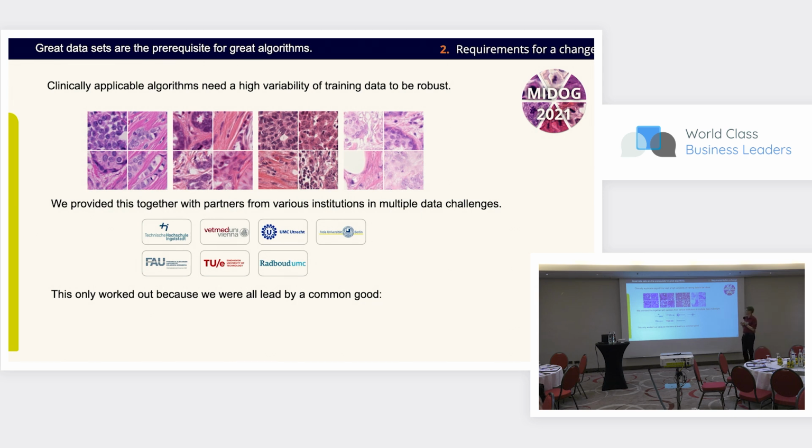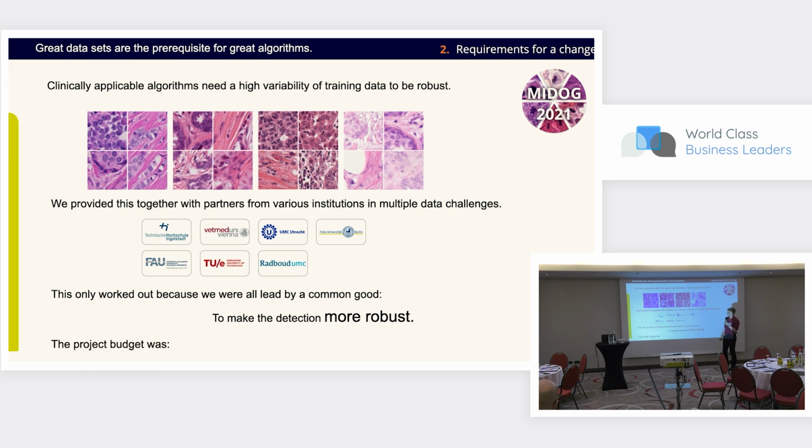So we sat together with some partners from different institutions, like 3 Dutch institutions actually, because they already have fully digital workflows. So they have the images that we need. And we did a challenge on that, and all good. And in the end, we were able to implement this into their clinical information system. Well, this all worked out because we were all led by a common good, because we all wanted to make this detection more robust to be able to bring it into a clinical environment.